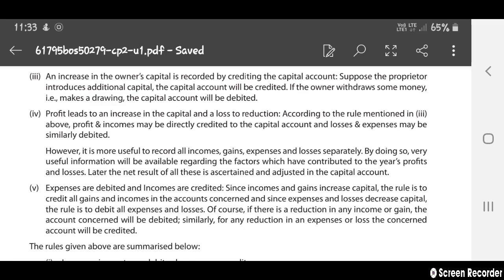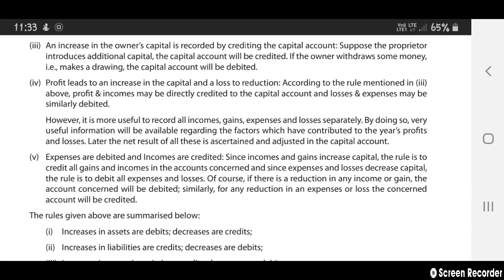There will be an increase in the owner's capital. An increase in the owner's capital is recorded by crediting the capital account. Suppose the proprietor introduces additional capital, some additional capital. Okay, the capital account will be credited. The capital account will still be credited.